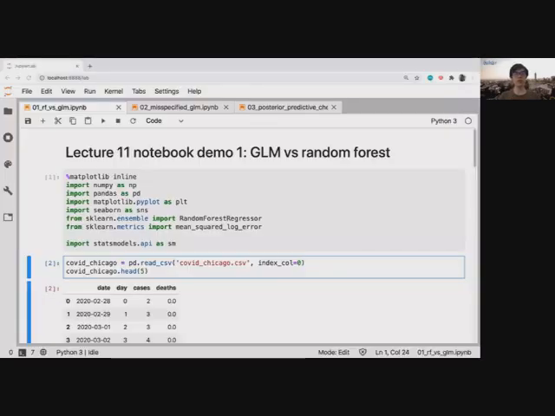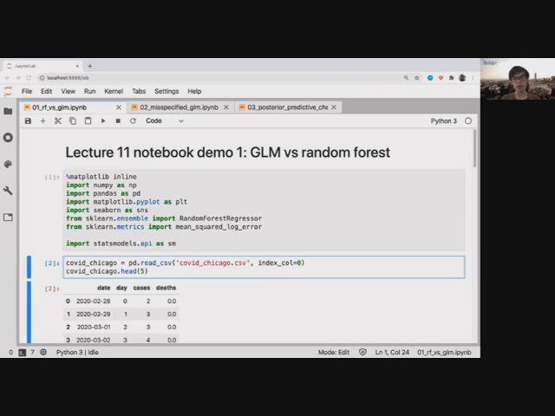In this video, I just want to show a simple example where fitting a GLM does better than fitting a black box model. So this example is going to be about COVID. If you remember, in the early days of the COVID epidemic around this time last year, there was a lot of interest in trying to predict case and death numbers at the county level.